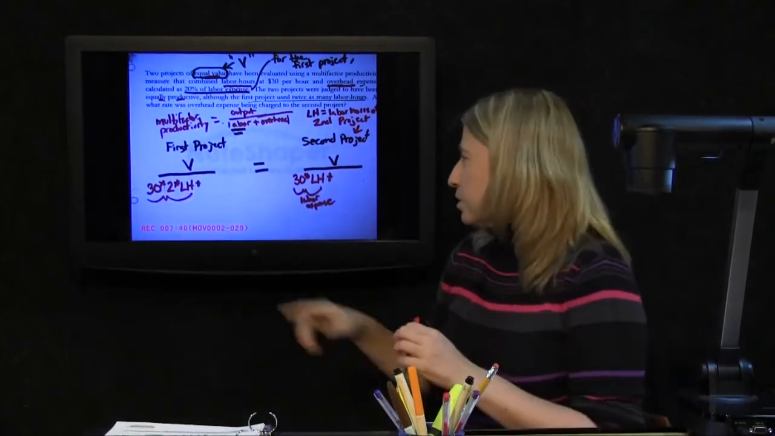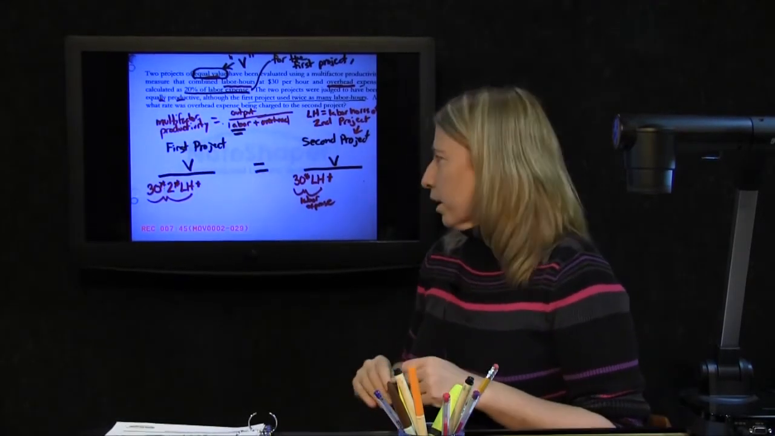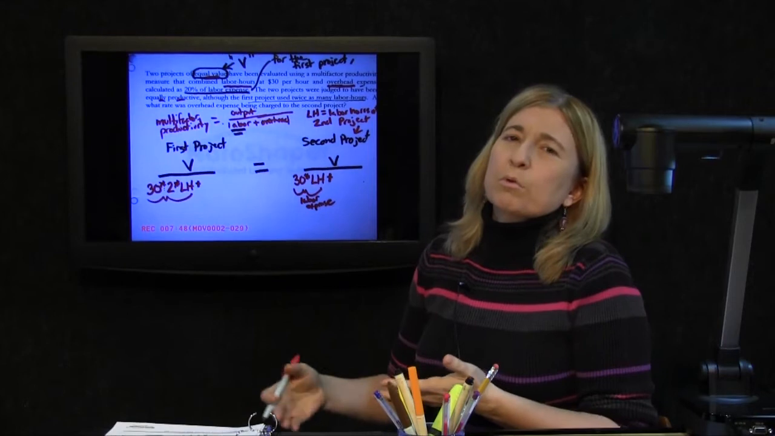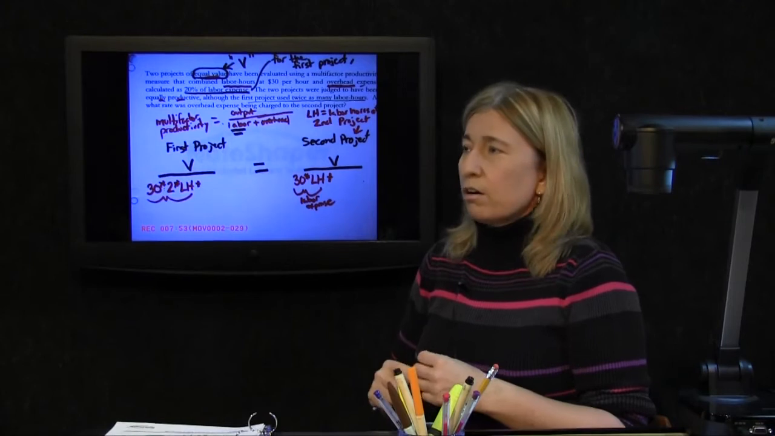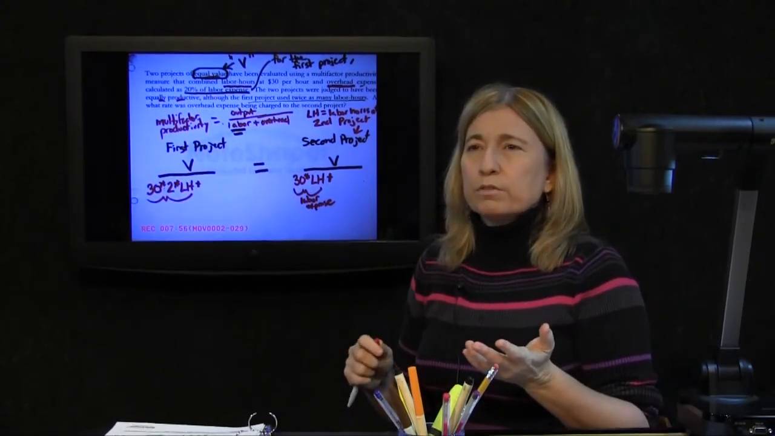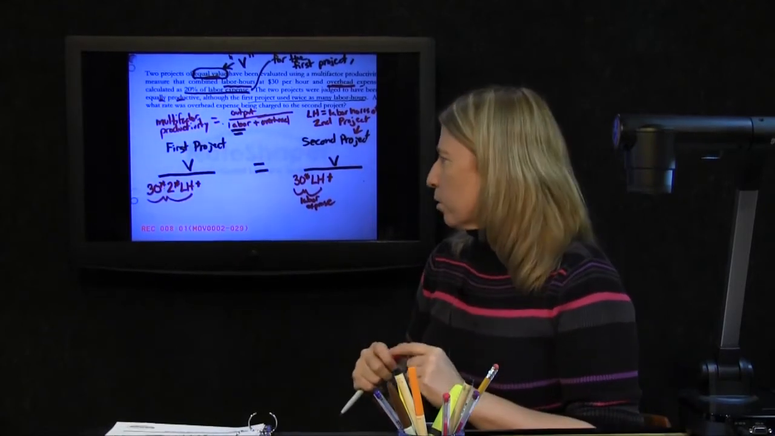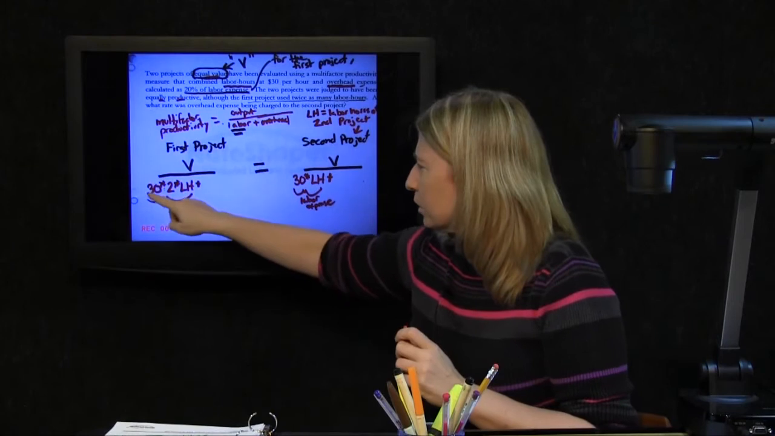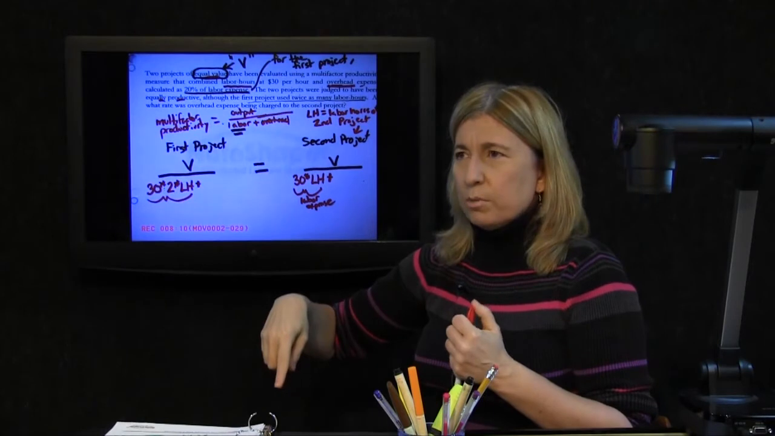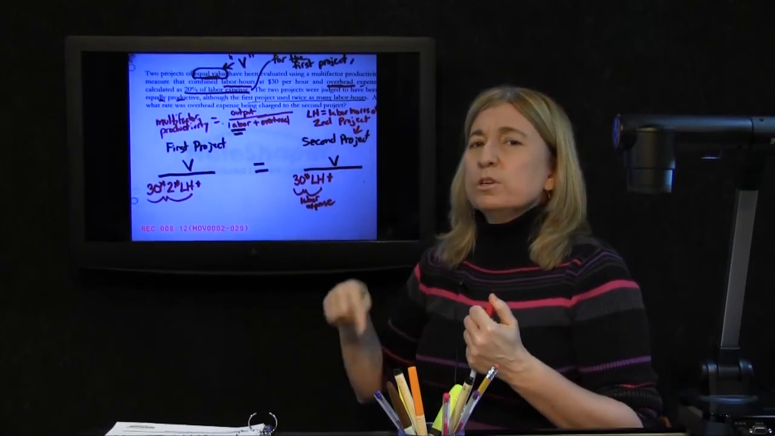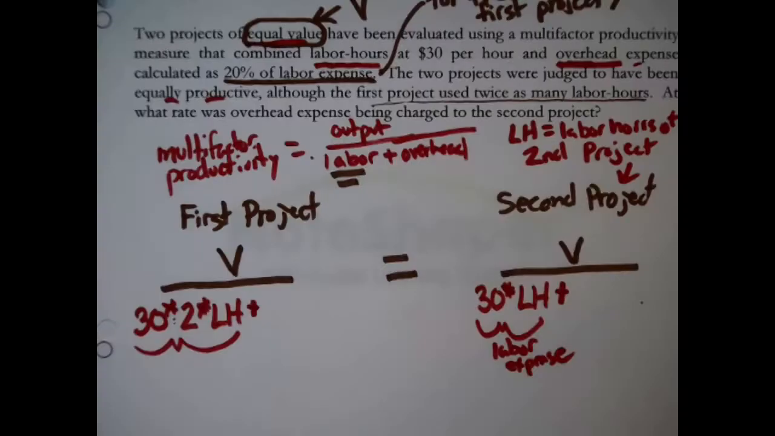Now, remember, we're just illustrating these two ratios. What's still missing here is overhead expense, and that's the whole crux of the problem. The first project is the one that we know most about, because the second project is the one the question's based on. In the first project, overhead is calculated at 20% of labor expense. Labor expense is 30 times 2 times LH. So if you want to calculate how much is being charged in overhead, you'd say 20% of that amount. I can fill that in.